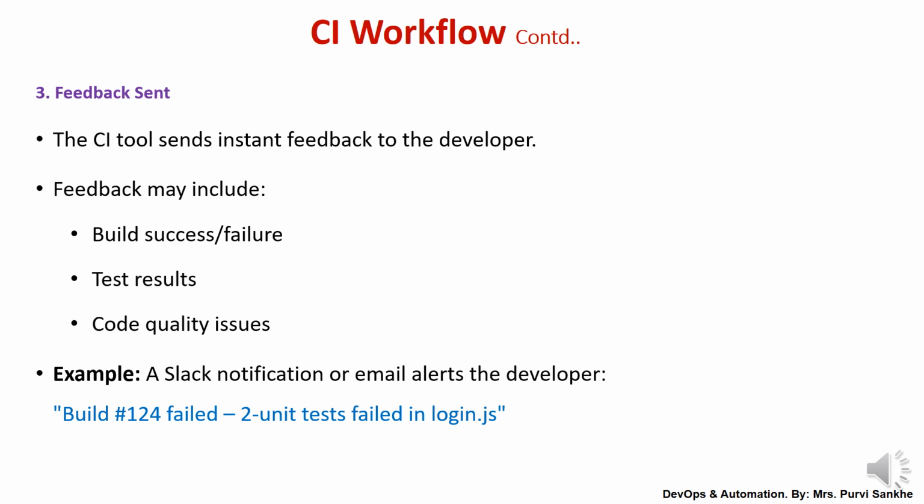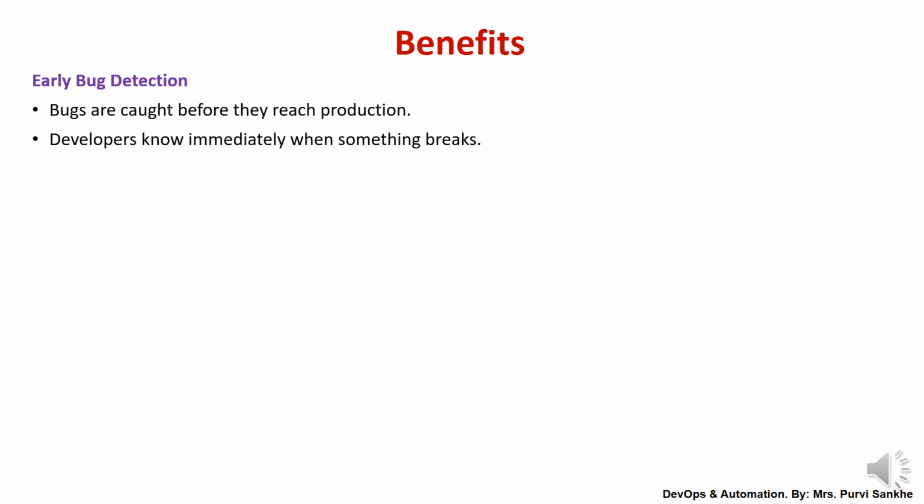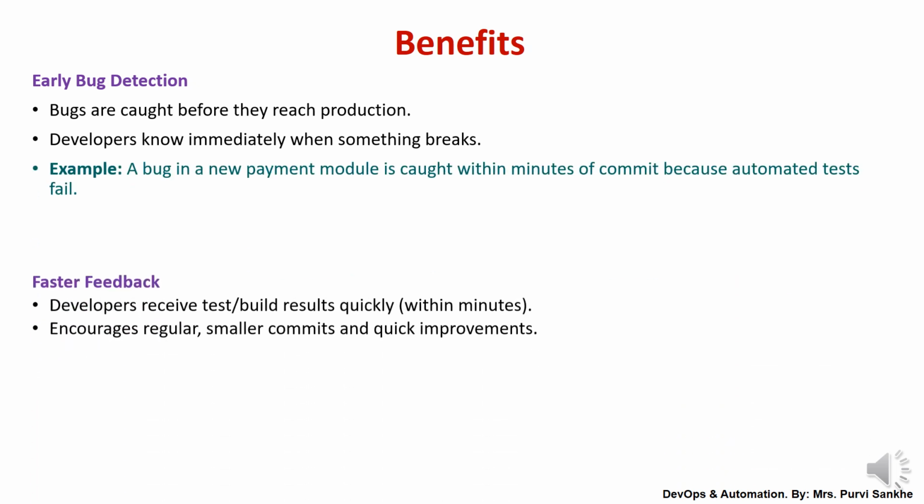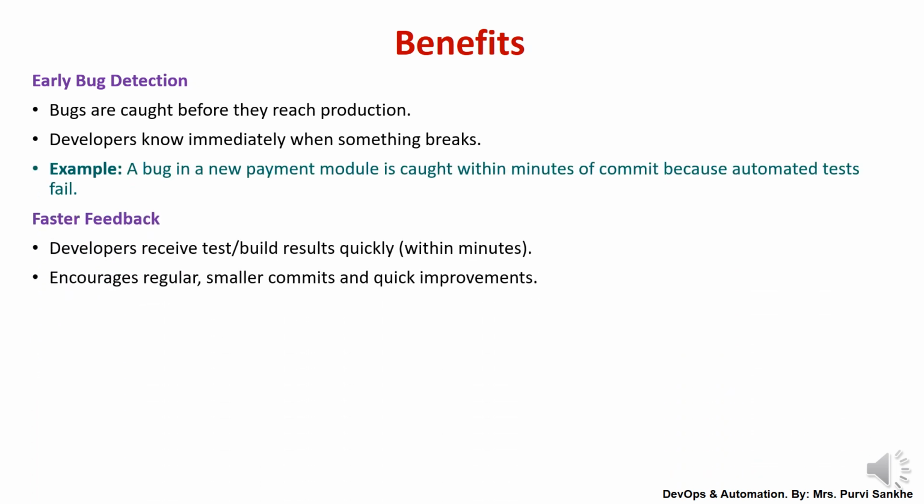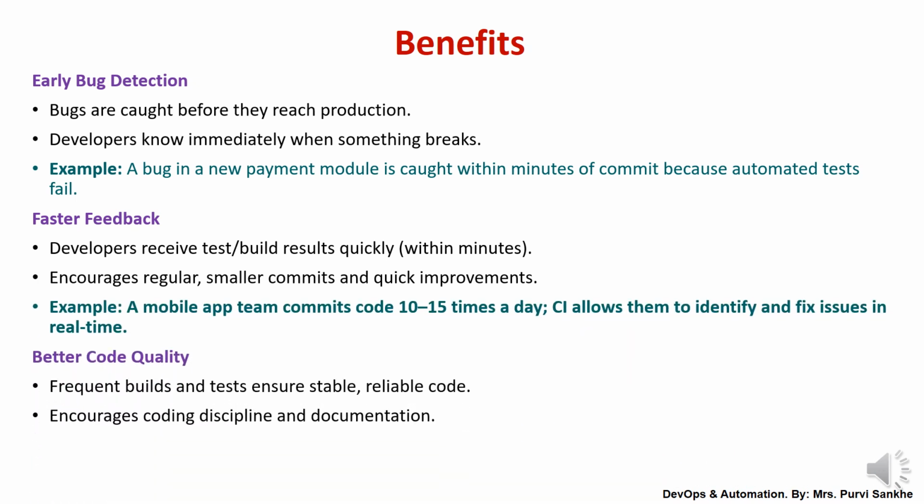Okay. So the benefits of continuous integration can be early bug detection, because bugs are caught before they reach the production or staging process, and developers know immediately when something breaks. Another benefit can be faster feedback. Developers receive test or build results quickly, so it encourages regular small commits and quick improvements. Better code quality, since the frequent builds and tests ensure stable and reliable code. It encourages coding discipline and documentation. So ultimately it produces better quality code.